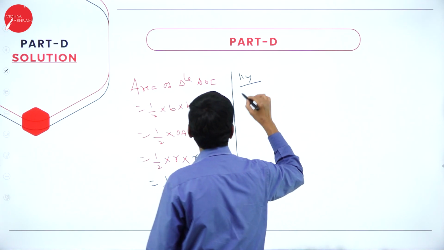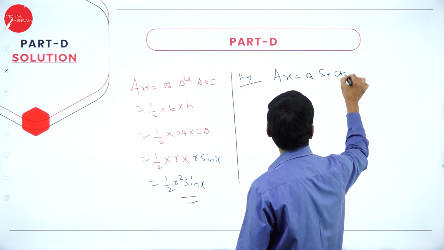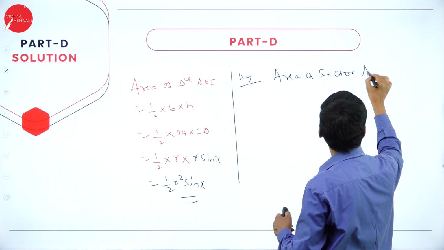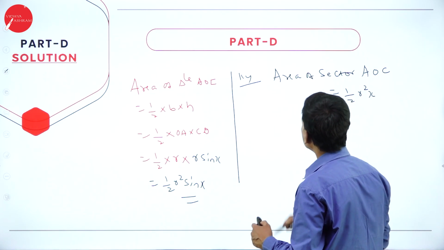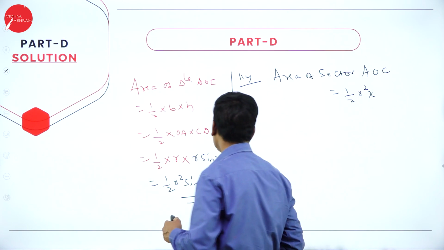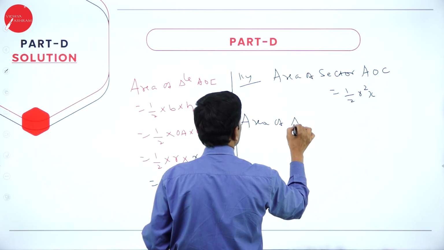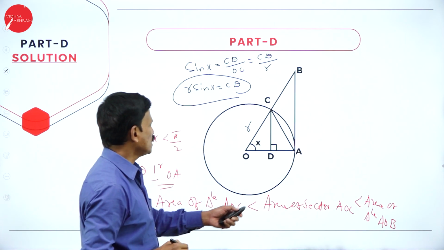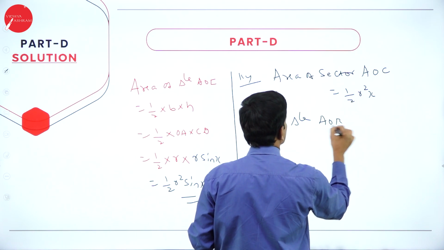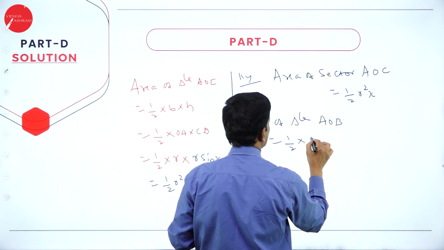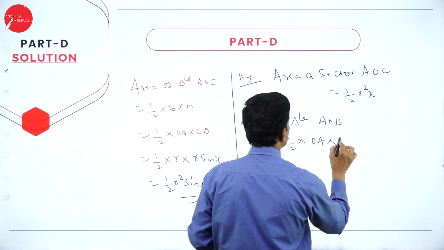Similarly, the area of sector AOC is equal to half R square x. Now find out the area of the big triangle. What is the big triangle here? Area of triangle AOB. Area of triangle AOB is equal to half into base OA into height AB.